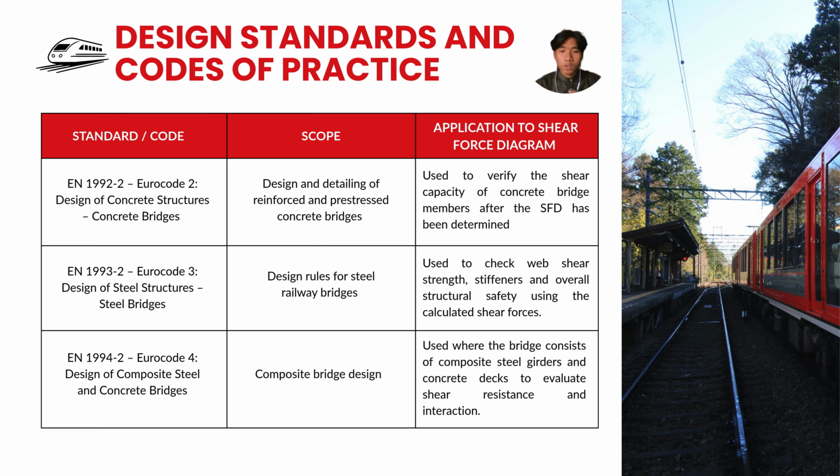The third one is Eurocode 4, EN 1994-2, design of composite steel and concrete bridges. The scope that this includes is composite bridge design. The application is where bridges consist of composite steel girders and concrete decks, to evaluate shear resistance and interaction.